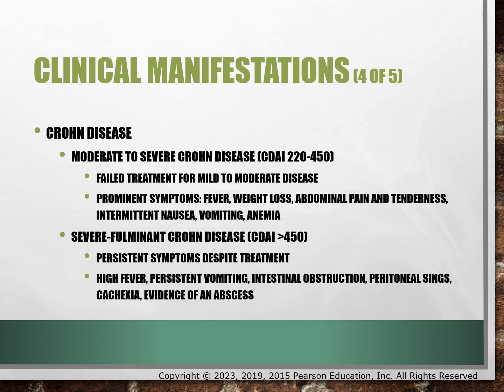These patients are typically ambulatory and tolerating an oral diet. They have less than 10% weight loss and no symptoms of systemic disease such as fever, tachycardia, abdominal tenderness, and no signs or symptoms of obstruction. Moderate to severe Crohn's disease, CDAI, you get a score of 220 to 450. This group comprises patients who have failed treatment for mild to moderate disease, or those patients with prominent symptoms such as fever, weight loss, abdominal pain, and tenderness, intermittent nausea or vomiting, or anemia.